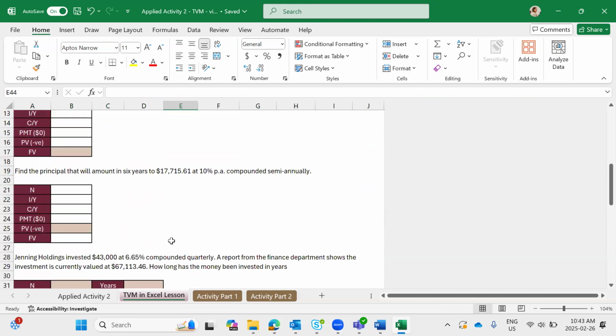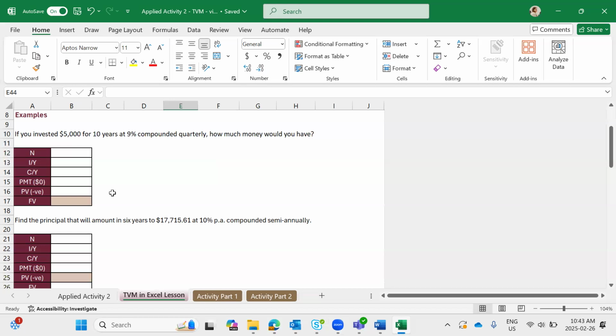For all of these things that you can calculate, there is a different function in Excel, but luckily, most of the time, the function corresponds to the same name that the buttons on your financial calculator have, so it makes it easier to remember. Let's start by looking at an example. So let's say you invested $5,000 for 10 years at 9% compounded quarterly. How much money would you have?